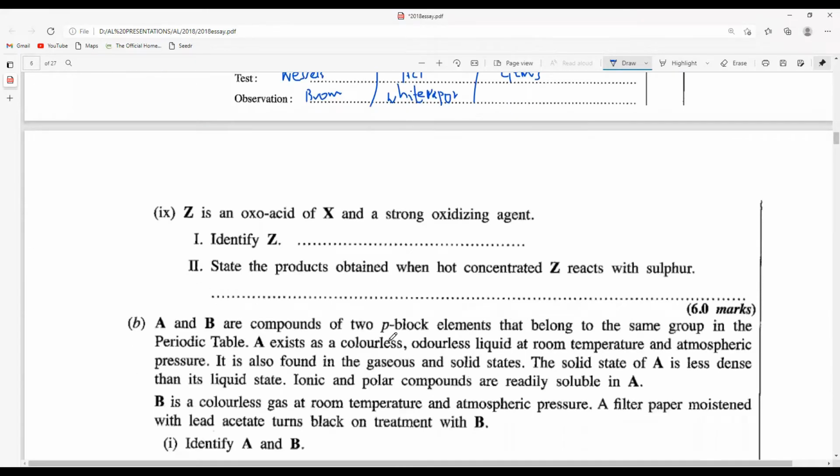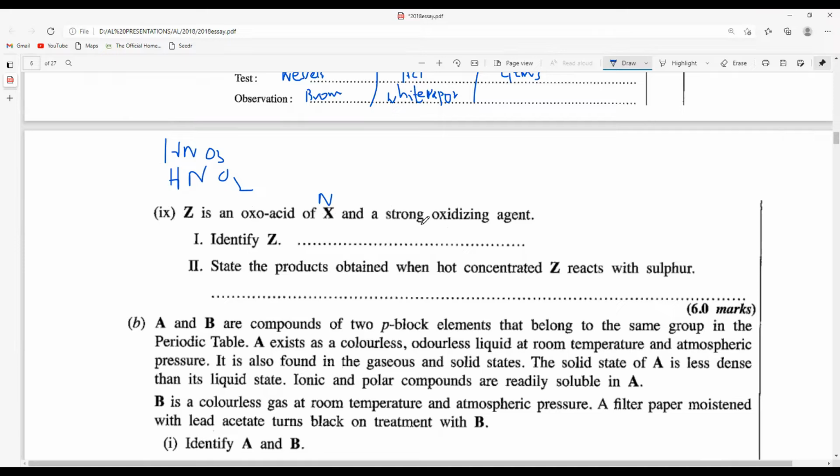Right, so Z is an oxo acid of X, and it's a strong oxidizing agent. So what are the oxo acids of X? You're asking about nitrogen. So there is HNO2 typically, and we have HNO3, the oxo acids of nitrogen. These two are the typical ones. HNO2 is a little bit unstable, but HNO3 is very stable, and it's a strong oxidizing agent.